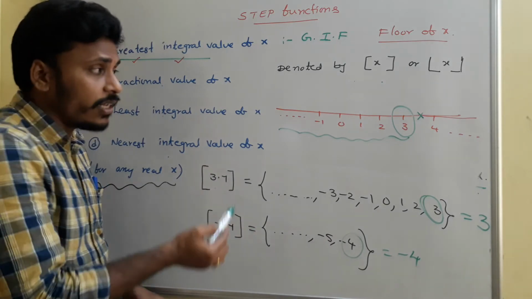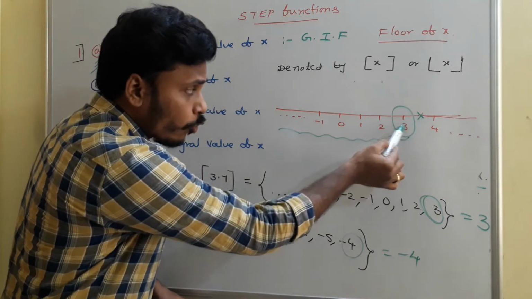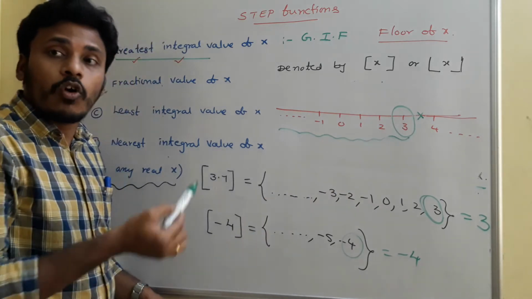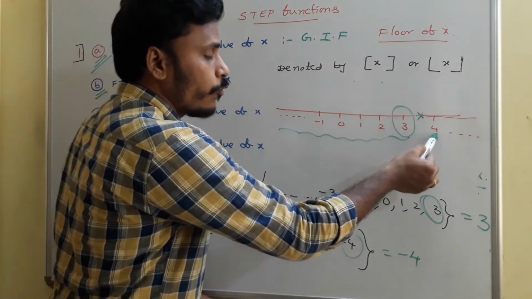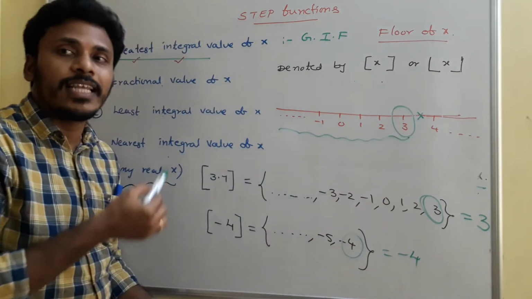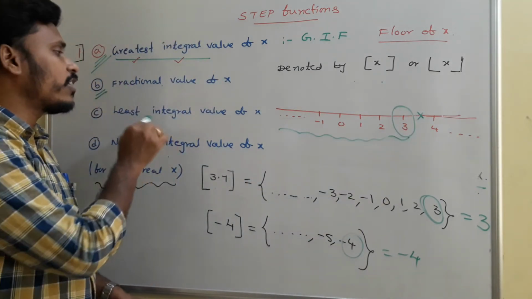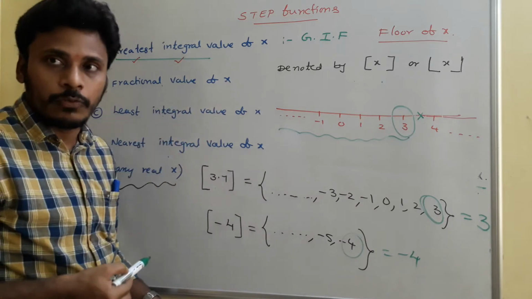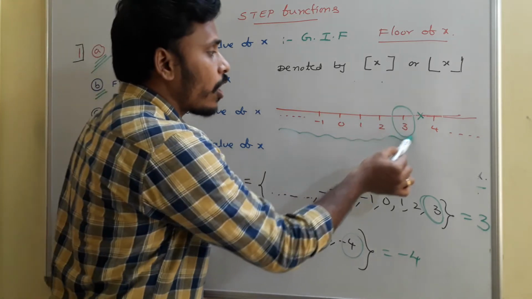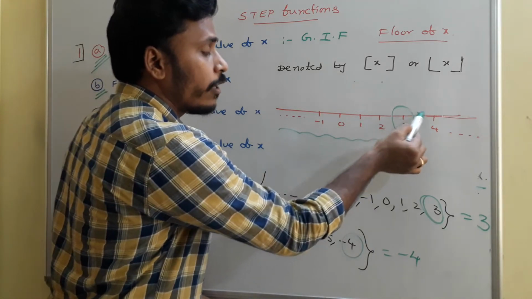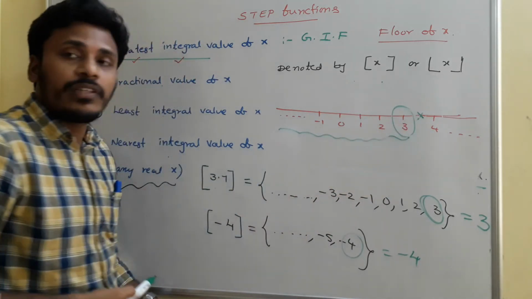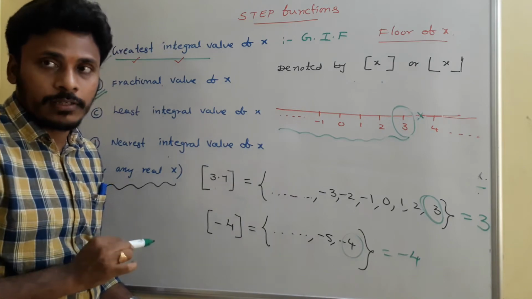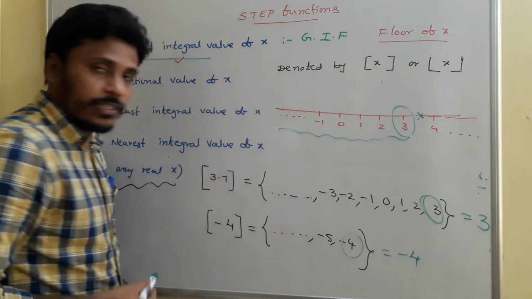That 3 looks like the floor of this number, and that's why we call it floor of x. Whereas this 4 we call the ceiling of x, and that is the least integral value of x; at that time I will mention it. This 3 looks like the floor and the 4 looks like the ceiling, and that's why for 3.7, the 3 is also called floor of x. So this is the number line representation.